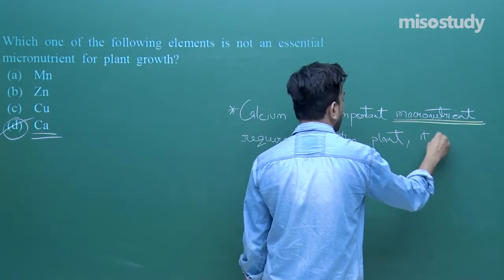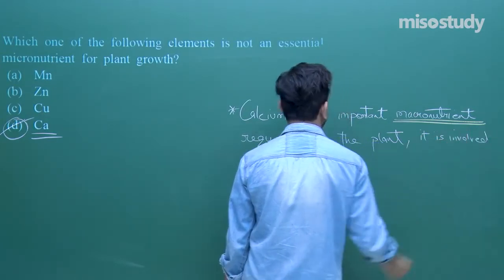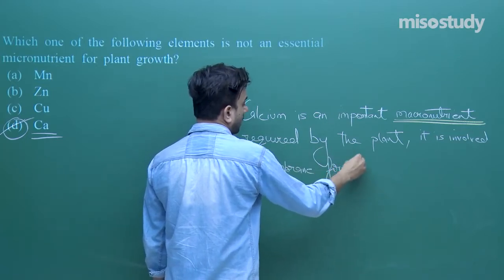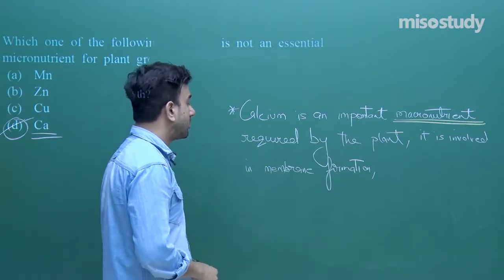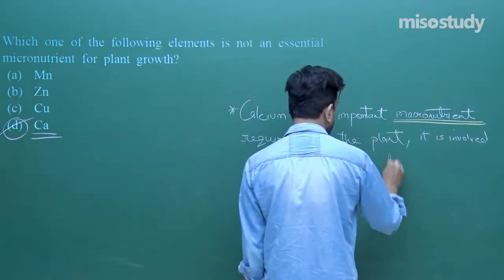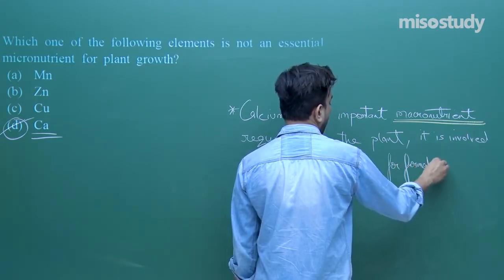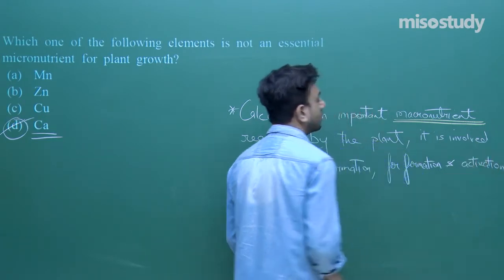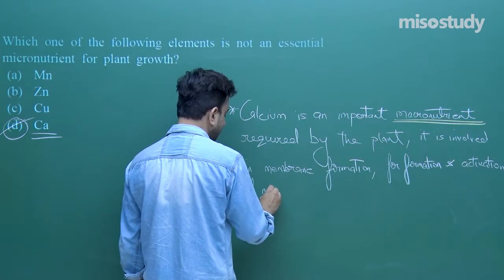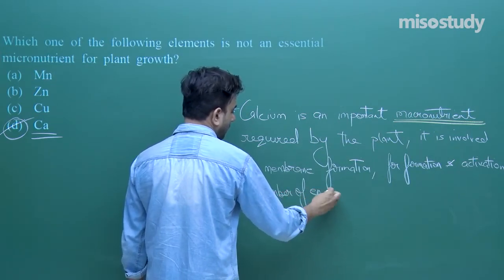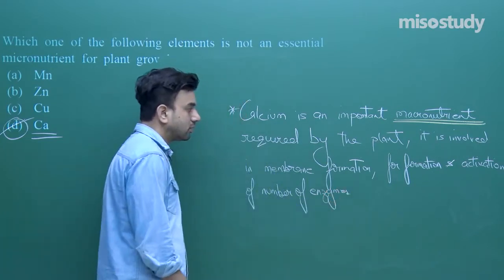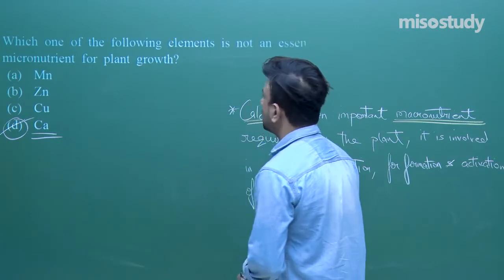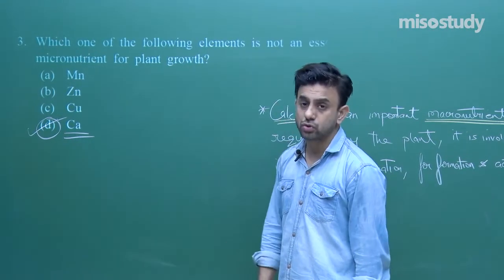It is involved in membrane formation, and in the formation and activation of a number of enzymes. So hence calcium is a macro element or a macronutrient and not a micronutrient.